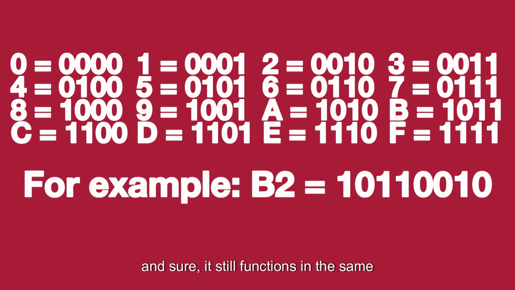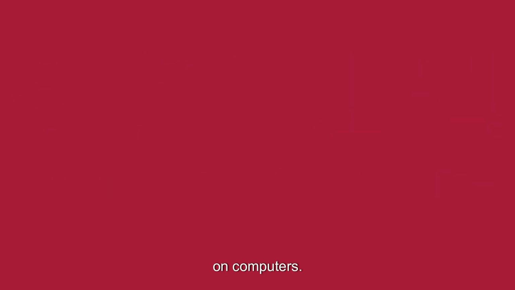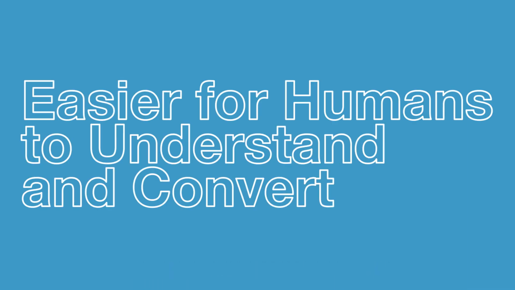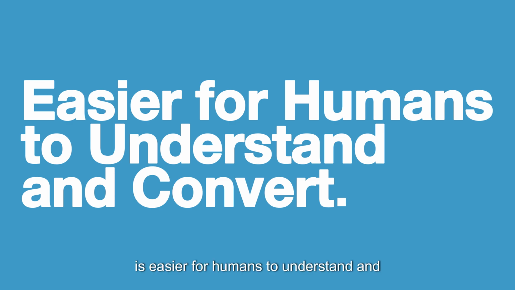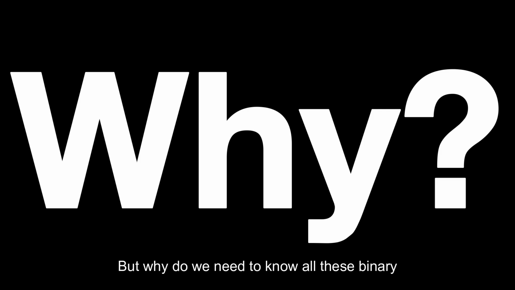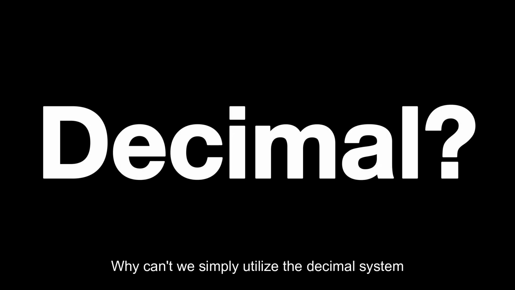And sure, it still functions in the same way that binary numbers do on computers. The hexadecimal system was created for a simple reason, that is, it is easier for humans to understand and convert to binary. But why do we need to know all these binary things? Why can't we simply utilize the decimal system that we're all accustomed to store data?